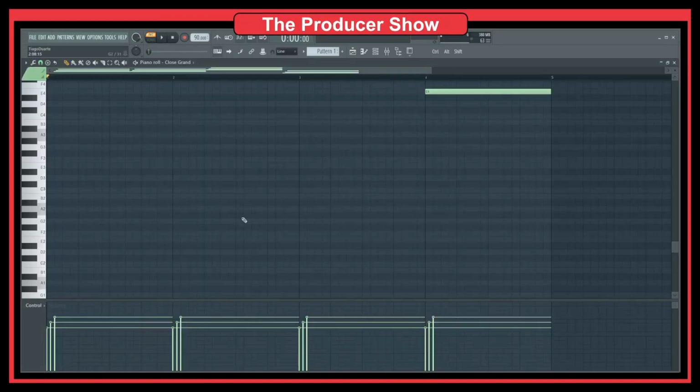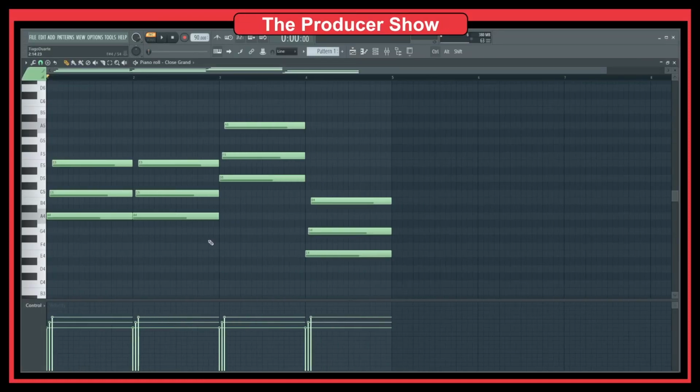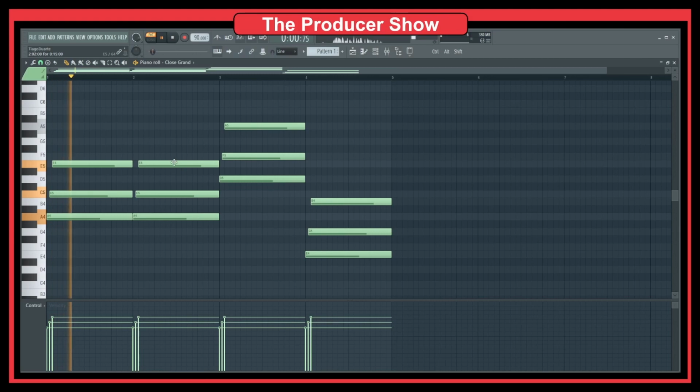When I was showing you the chord progression that I did here. So this chord progression is in the scale of A minor, and I did it with minor chords. So first of all, let's talk about scales.